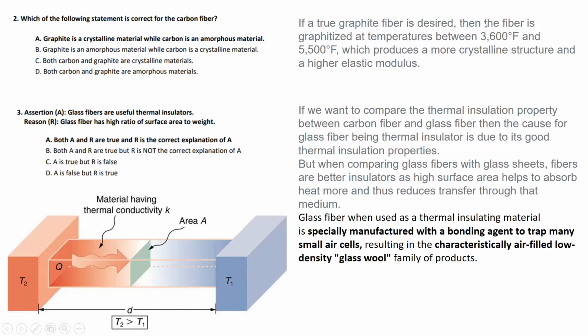This is a statement from the manufacturing process of graphite fibers. It states that once carbon fibers are produced, we again heat them at very high temperatures so that a more crystalline structure can be formed, which has higher elastic modulus. And this is how graphite fibers are formed once we obtain carbon fibers. Therefore, graphite is more crystalline when compared to carbon. Its purity is also quite high.